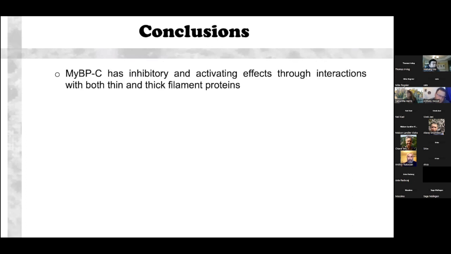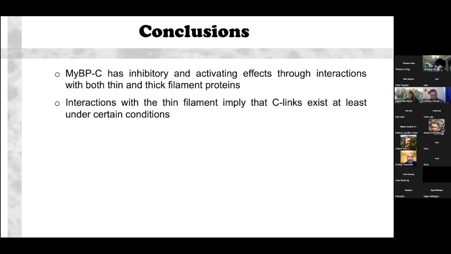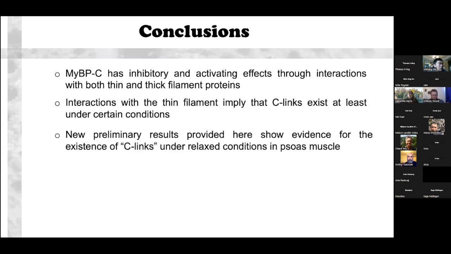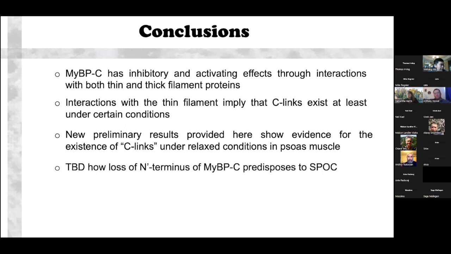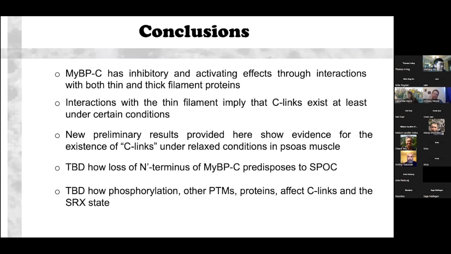So to wrap up then, I think I've touched on that C protein has both inhibitory and activating effects through interactions with both thick and thin proteins. The interactions with the thin filament have implied for years now that C links exist, at least under certain conditions. New preliminary results that I've shown you here provide evidence for the existence of C links under relaxed conditions in psoas muscle. To be determined is how loss of C protein's N-terminus predisposes to these spontaneous oscillations, and how phosphorylation and other PTMs affect C links in the SRX state.